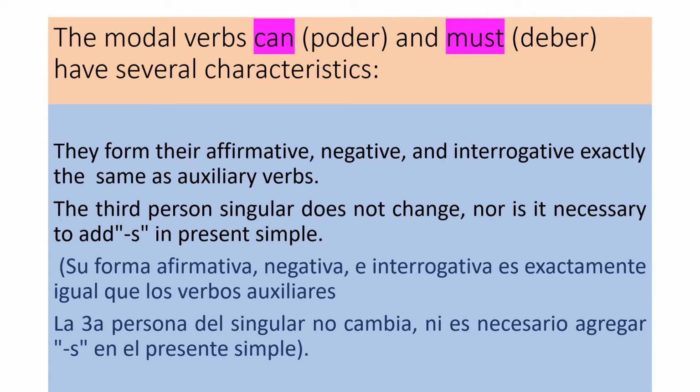The modal verbs can, poder, and must, deber, have several characteristics. They form the affirmative, negative, and interrogative exactly the same as auxiliary verbs. The third person singular does not change, nor is it necessary to add s in the present simple.